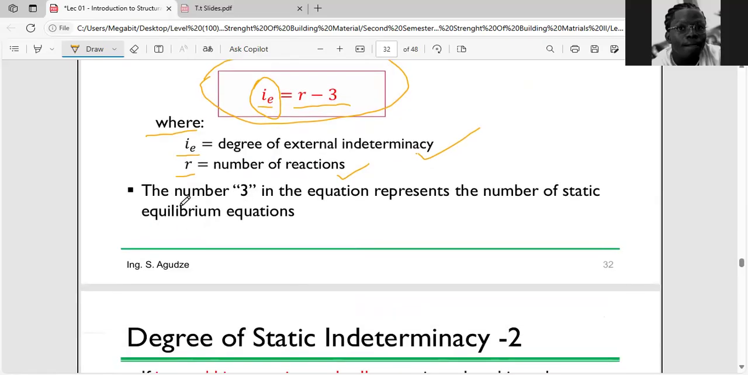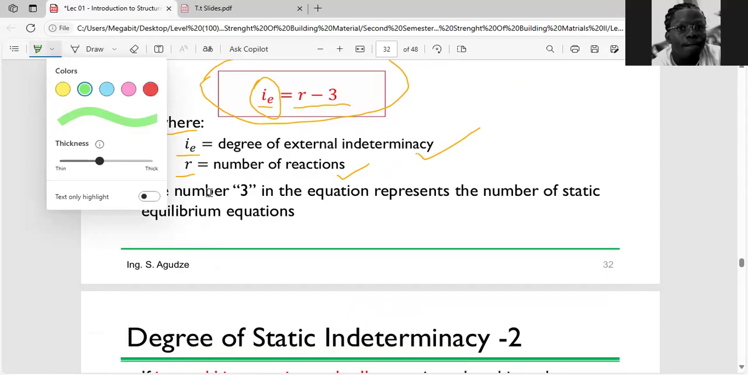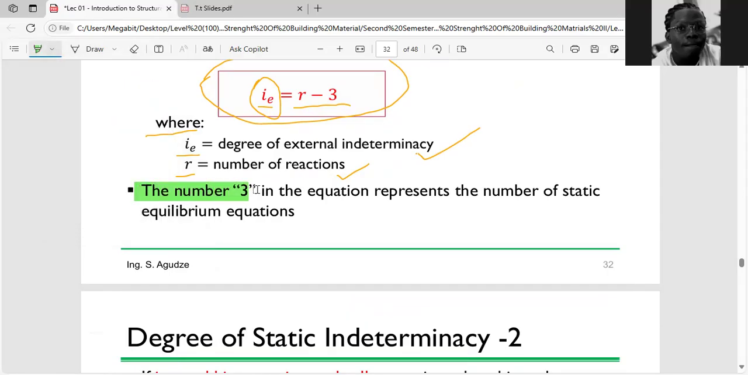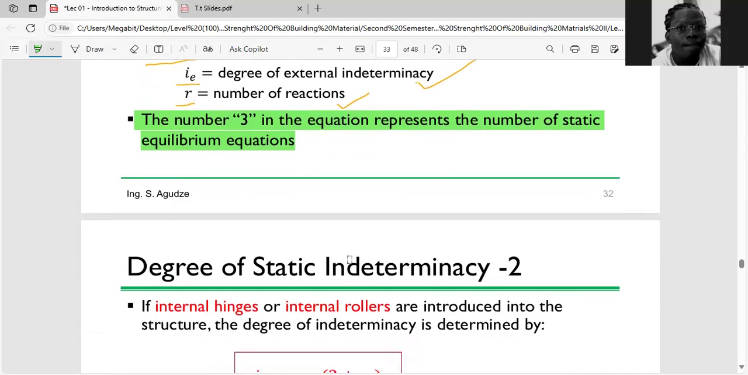The number 3 in the equation represents the number of static equilibrium equations. We said the number 3 in the equation represents the number of static equilibrium equations.